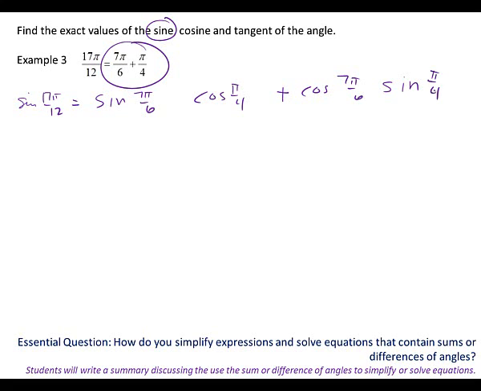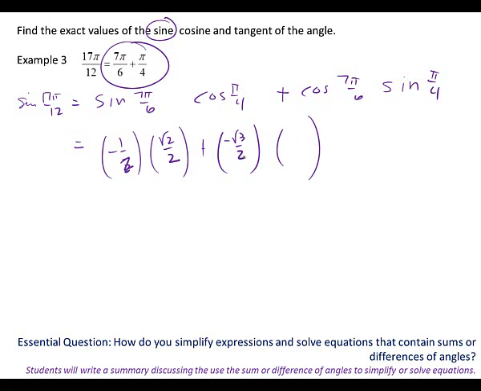No different than what we really did on the last 2 examples. Now we're going to read from our unit circle all those values. So what is the sine of 7 pi over 6? Negative 1/2. Good. What is the cosine of pi over 4? Square root of 2 over 2. What is the cosine of 7 pi over 6? Good. What is the sine of pi over 4? Square root of 2 over 2. Good. See why the unit circle is very important. We got to know all these numbers, right?